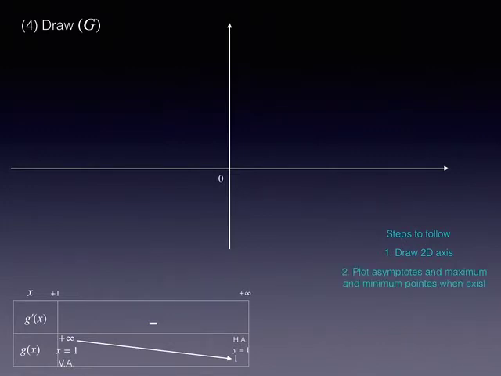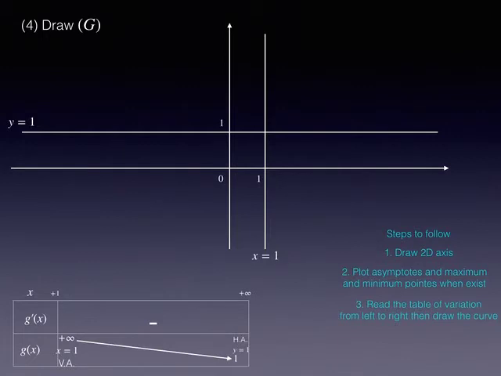Second step, you need to plot or to draw the asymptotes you have, or the maximum and the minimum points if they exist. So here in our case we don't have maximum or minimum, but we have two asymptotes, the line x equals 1 and the line y equals 1. So first, to draw the line x equals 1, you need to locate the abscissa 1 and to draw this straight line x equals 1, which is a vertical line. Also the horizontal line y equals 1.